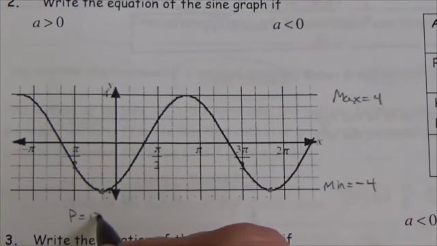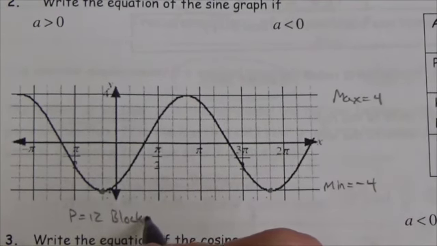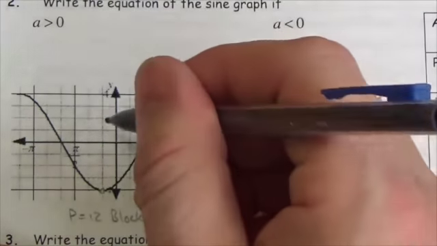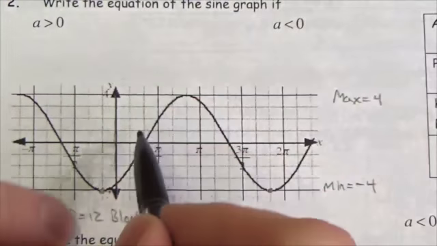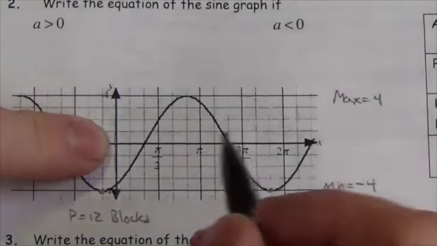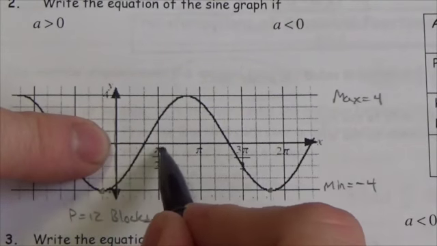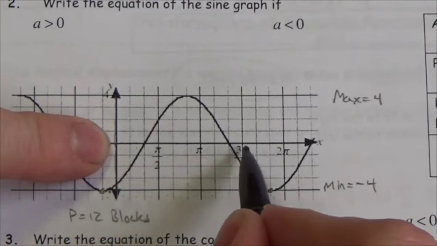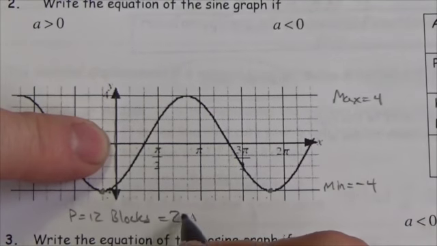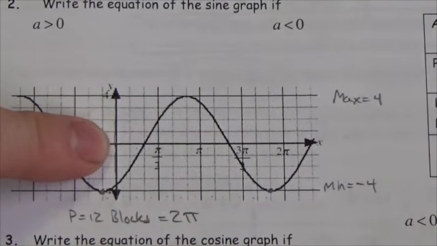My period is going to be 12 blocks. Okay? I just counted it out. Now, starting on my origin, I'm going to count out 12 blocks and see what I get. So 1, 2, 3, 4, 5, 6, 7, 8, 9, 10, 11, 12. Oh, 12 blocks, that's 2 pi. So my period here is 2 pi.